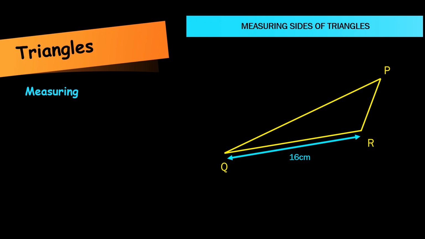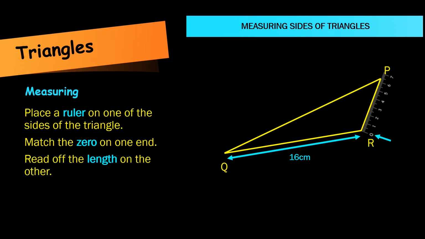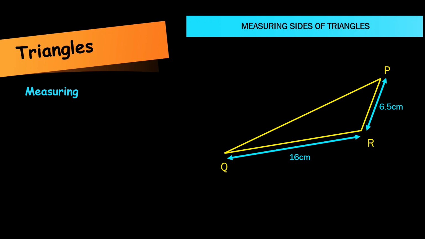Let's do this again. We now place a ruler on one of the other sides of the triangle, as shown here. Match the 0 on one end, and then read off the length on the other, to give this length as 6.5 centimeters. And similarly with the third side.